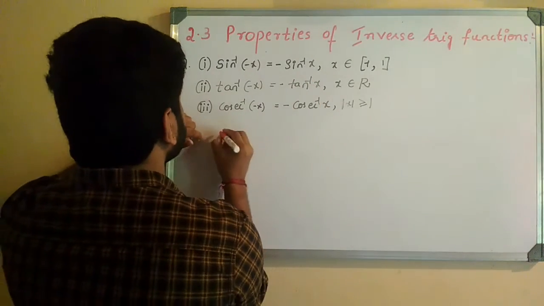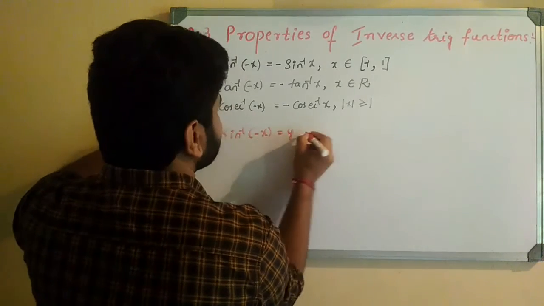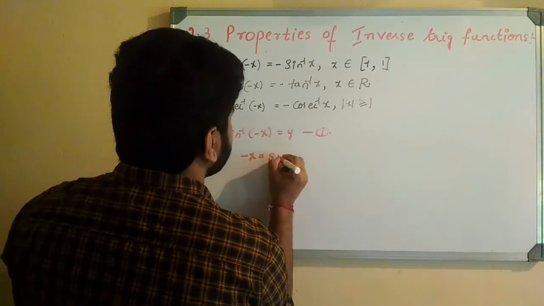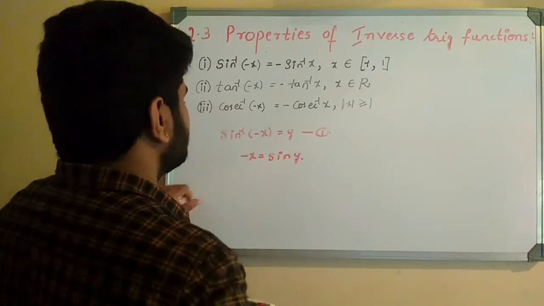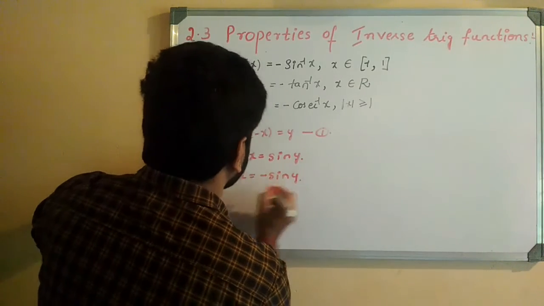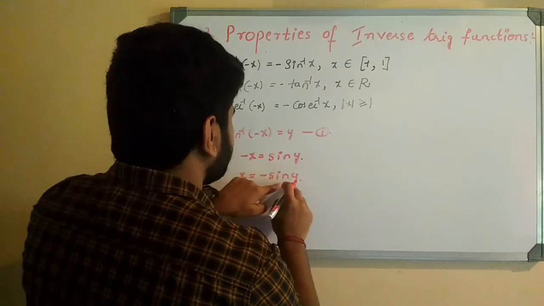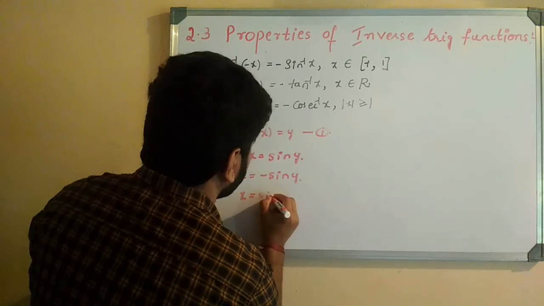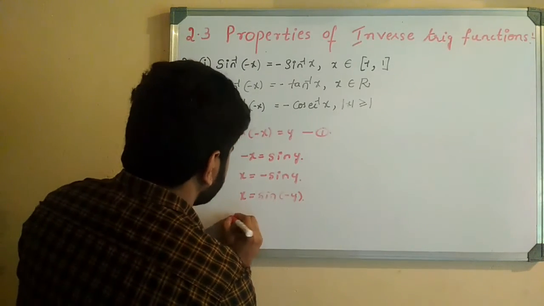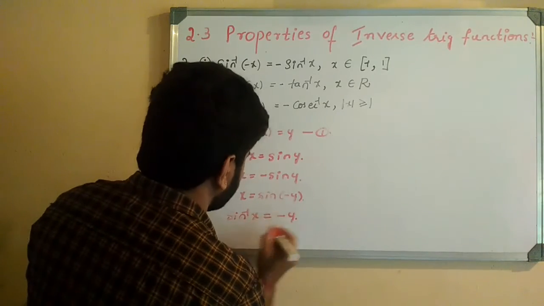To prove this property, first you take sin inverse of minus x is equal to y. So minus x is equal to sin y. So x is equal to minus sin y. We know that sin of minus y is equal to minus sin y. So x is equal to sin of minus y. When it goes to this side, sin inverse x is equal to minus y.